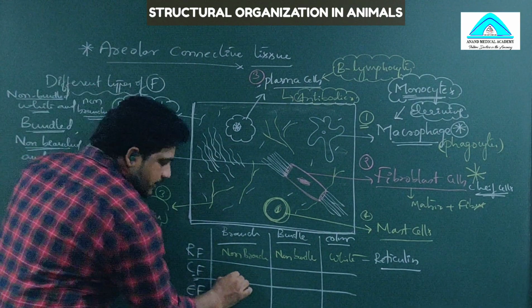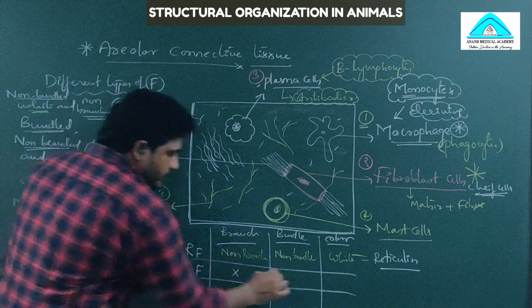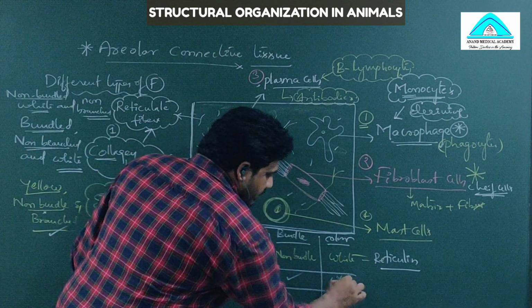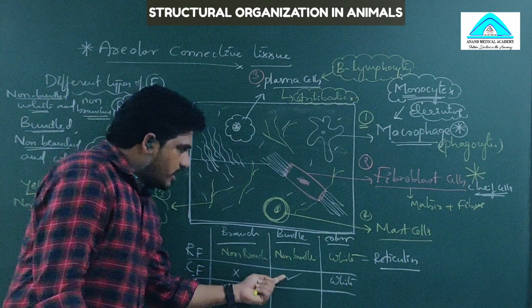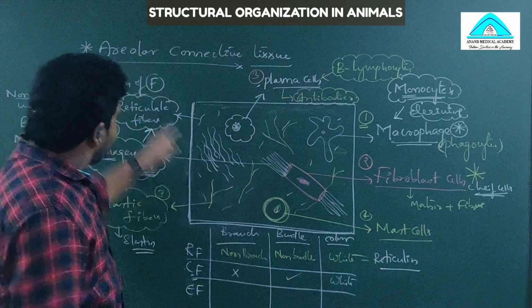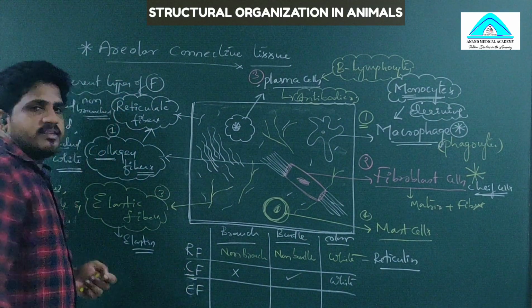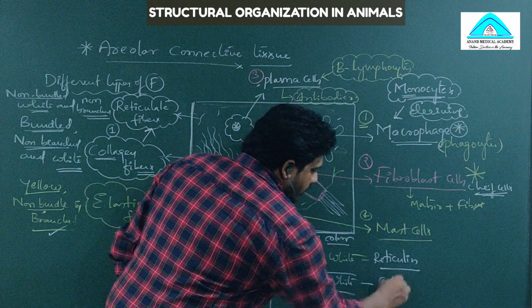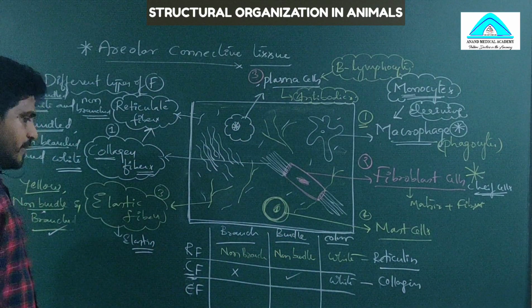Second type of fibers is collagen fibers. Collagen fibers are branched or non-branched? Non-branched. Collagen fibers are bundled. Yes. Collagen fibers are white in color. So define it. Non-branched, bundled, white color fibers existing in areolar connective tissue are called collagen fibers. The protein present in collagen fiber is collagen. Collagen.